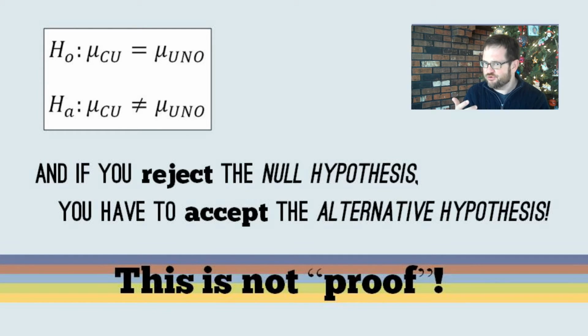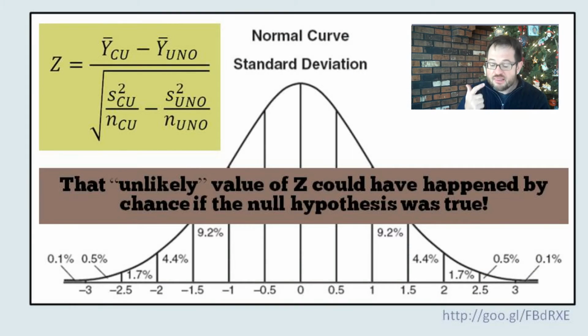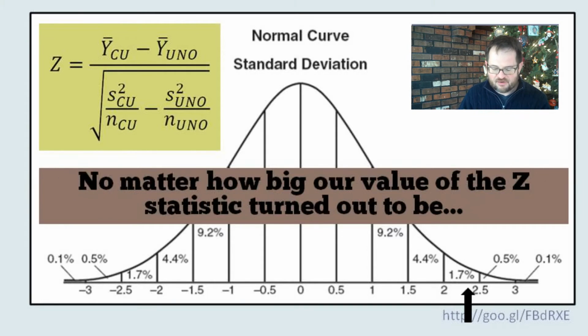Not to say that this couldn't have gone wrong. I mean, that unlikely value of z, let's say we got a value of z bigger than 3. It's way out there in the tail of the distribution. Let's actually put some numbers on this. Let's say my value of z was 2.3. I've got that location along the horizontal axis marked with a big arrow.